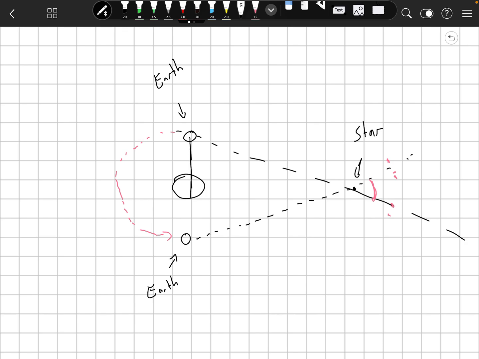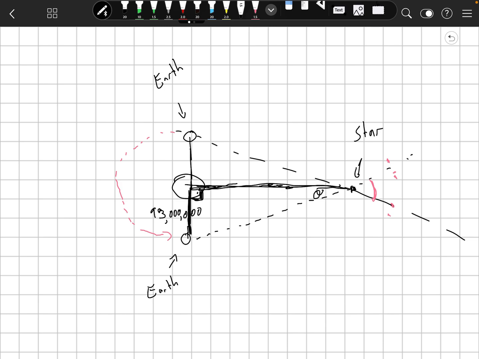And if we break this down just a little bit more, we can say, okay, here we have two right triangles now, and if we know this angle theta here, and we know that the Earth is 93 million miles from the Sun, then we can use the tangent to figure out exactly how far the Sun is from that other star that we're looking at. And so that's the idea.